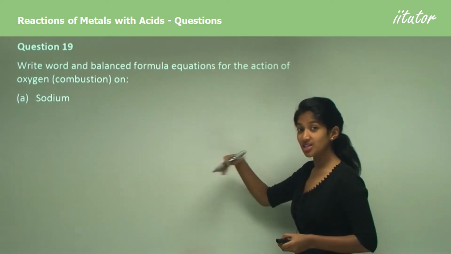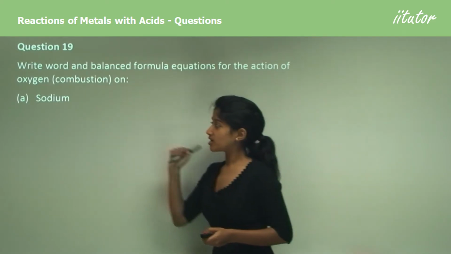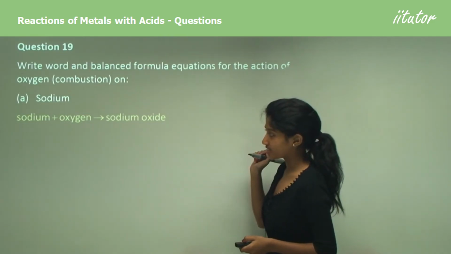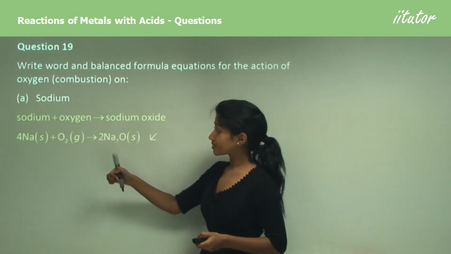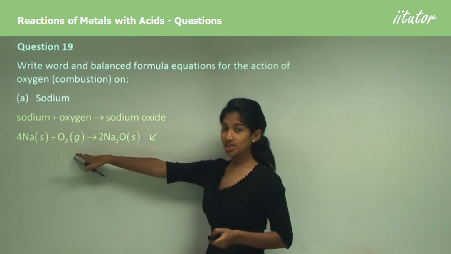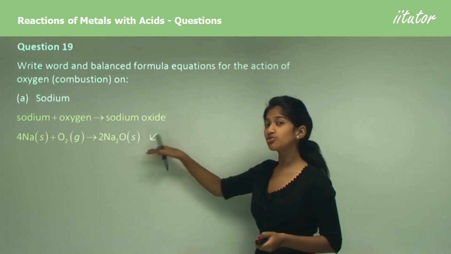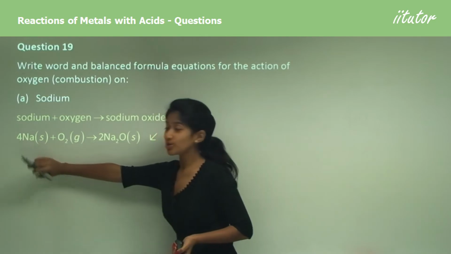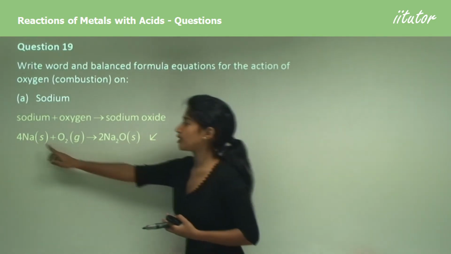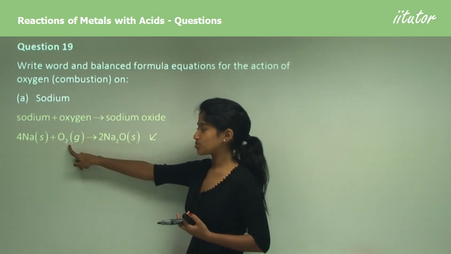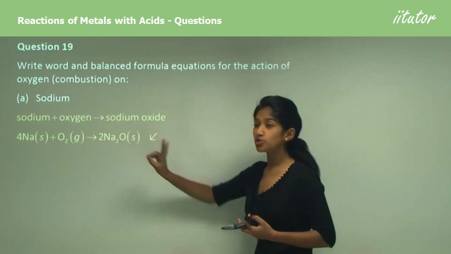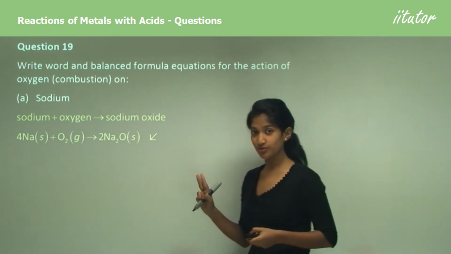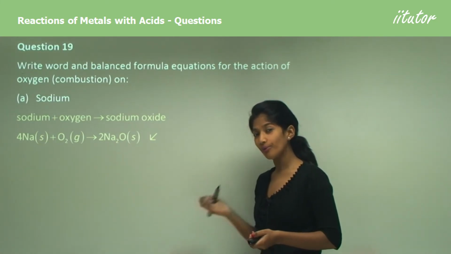Moving to question 19 now, write word and balanced formula equations for the action of oxygen on sodium. Now this is from two lessons above. So we have sodium reacting with oxygen to form a metal oxide, sodium oxide in this case. So if you're writing your chemical equation, sodium reacting with oxygen to form sodium oxide. Now this is good revision for your chemical equation writing because this is part of the topic. So again, when you're balancing equations, you have to have 4 sodium atoms reacting with 1 oxygen molecule to form 2 sodium oxide molecules. Sodium has a valency of 1, oxygen has a valency of 2. When they cross over, it becomes Na2O.